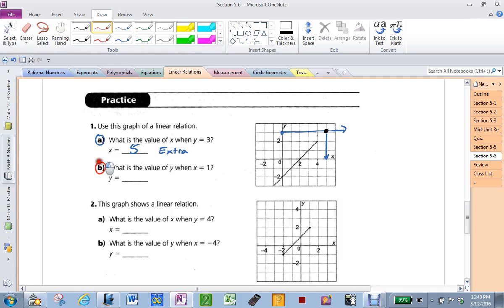Okay. Now, what is the value when x equals 1? So where do I go? The 1. I go out to 1 on the x-axis. And then I do what? I go down, oh, and I hit line. So is that inter or extra? That's inter, because it's on the graph, Omar. And what's the value? -1. -1. Everybody good? Okay.